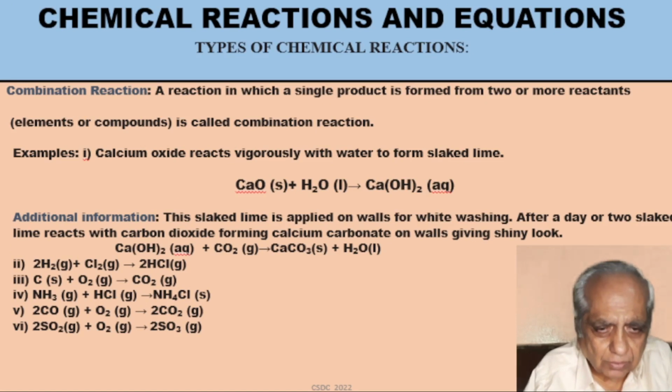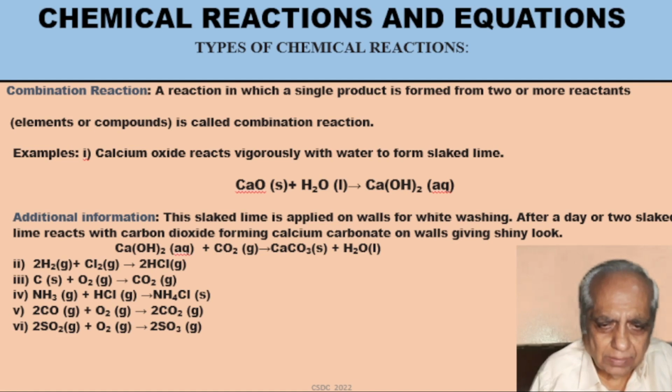Like, the first group is called combination reaction. As the name suggests, combination means adding, joining. So when two or more reactants combine and form a single product, then that reaction is called a combination reaction. The reactants can be an element, or they can be a compound. Let us see the first example.